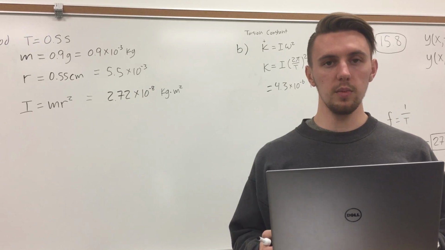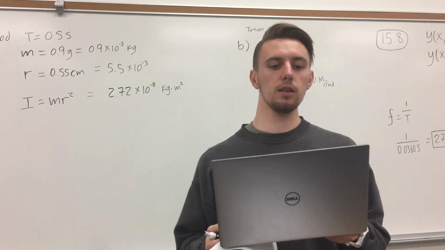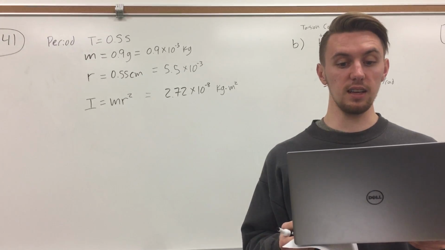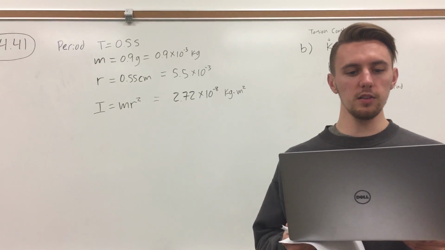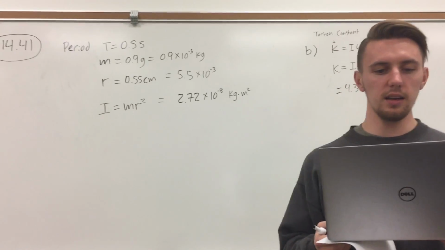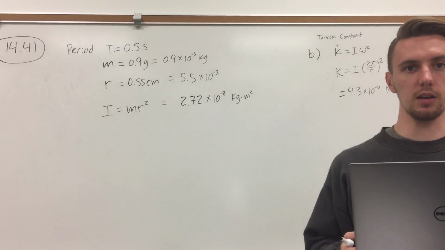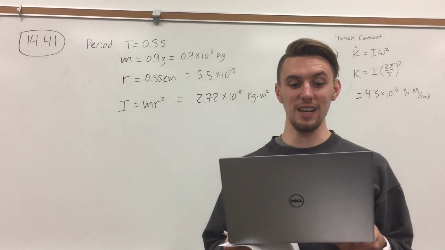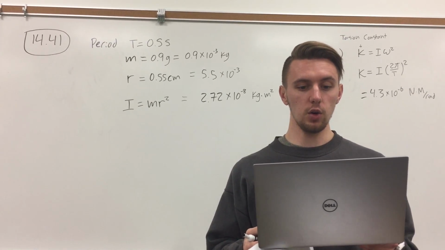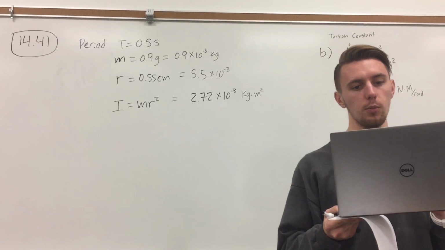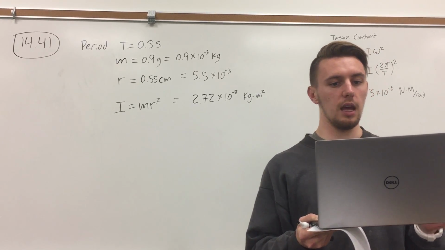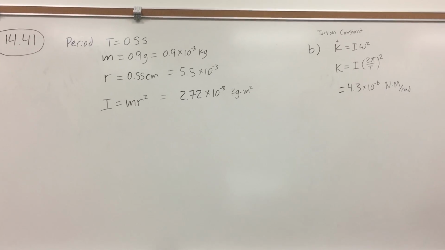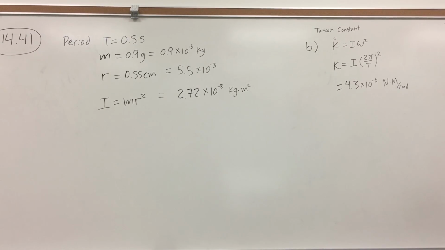The problem states a certain alarm clock ticks 4 times each second, with each tick representing half a period. The balance wheel consists of a thin rim with radius 0.55 centimeters, connected to the balance shaft by thin spokes of negligible mass. The total mass of the balance wheel is 0.9 grams. And in part A, it asks us what is the moment of inertia of the balance wheel about its shaft.